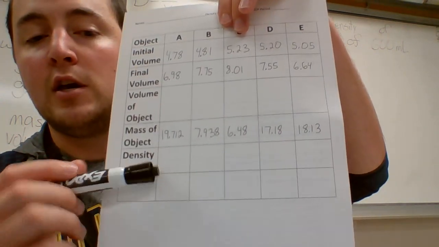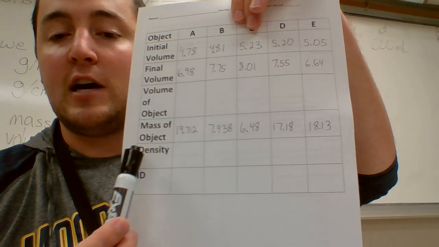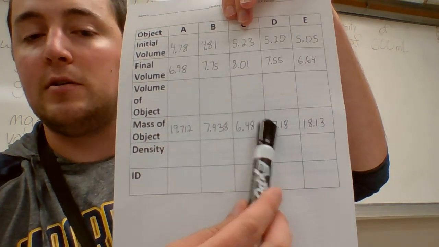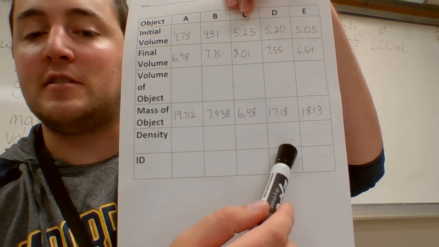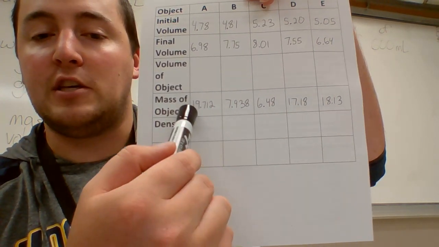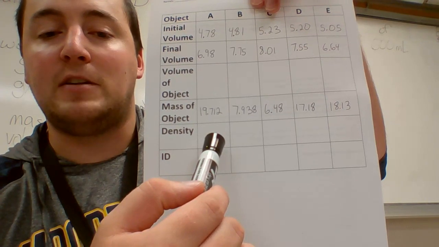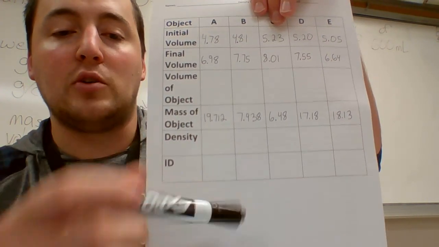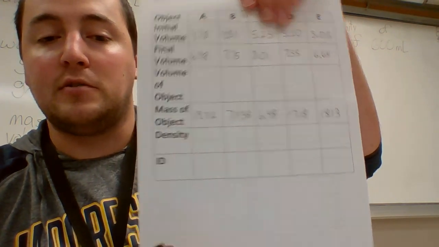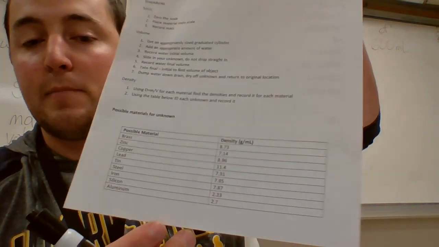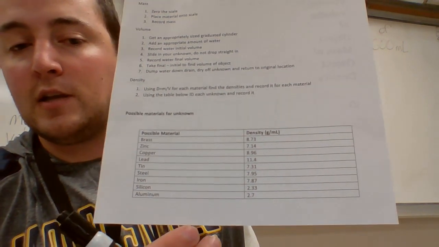Once you have that, the mass of each object is also listed here. So using the volume and the mass, you will then find the density of each of these materials. Once you have the density, you will also go through and ID each of those materials based on the density and comparing it to this table here.